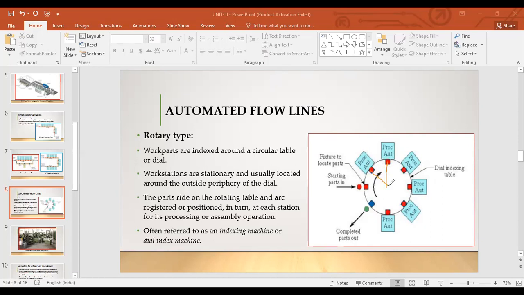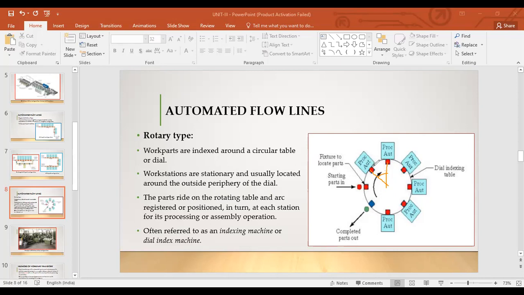You see, for every turn the table has to move this much angle. So if they do not have the same processing time, then you cannot implement this kind of system, a rotary system. Isn't it common sense that all of them have to have the same processing time?